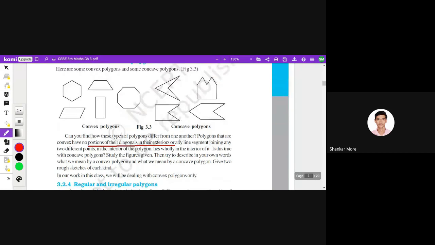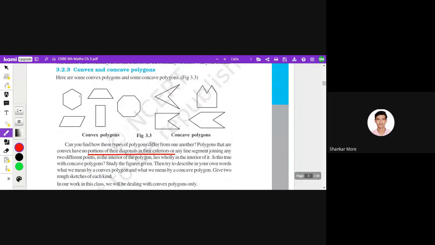Don't get confused. Simply, if you see these convex polygons, you draw a diagonal. Okay, so this is a diagonal. Again, this is a diagonal, but these all are in the interior of this figure, right? But if I draw a diagonal for this, it is coming in the exterior. Again, this is coming in the exterior. This diagonal will be outside our figure, right? So these are which polygons? These are concave polygons, right? So this is how we can differentiate convex polygons and concave polygons.